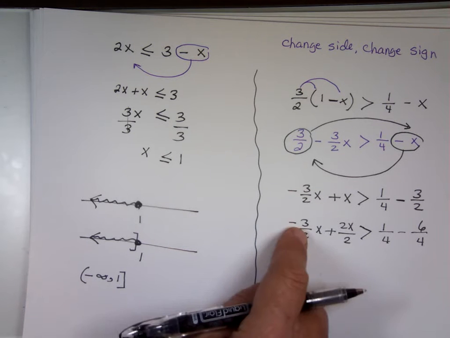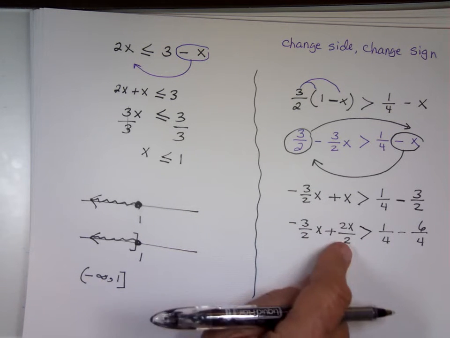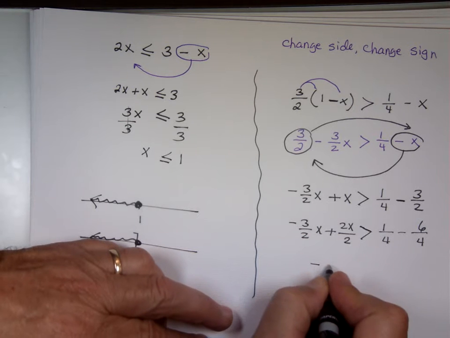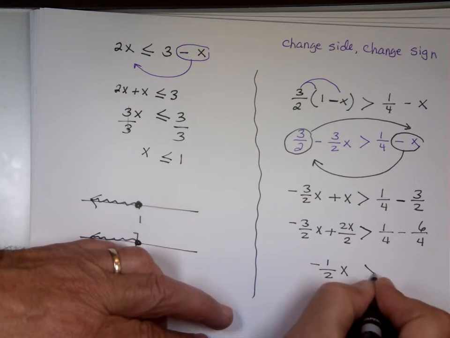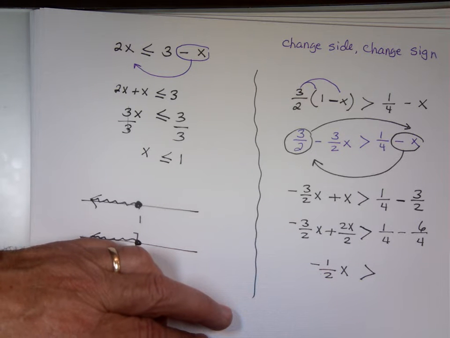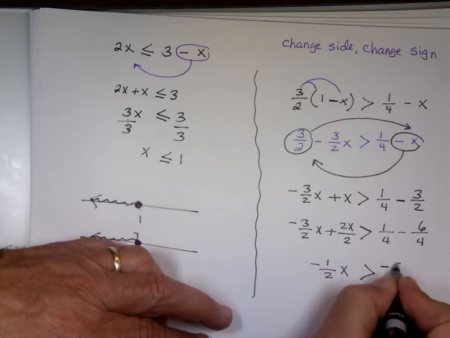So negative 3 halves plus 2 halves, that's what? Negative 1 half x greater than what? What's 1/4 minus 6/4? Negative 5 over 4.